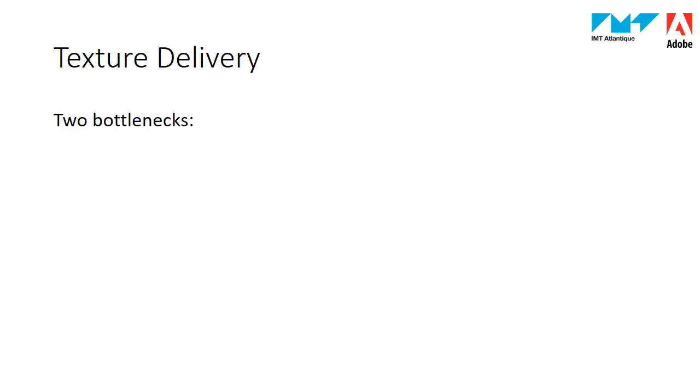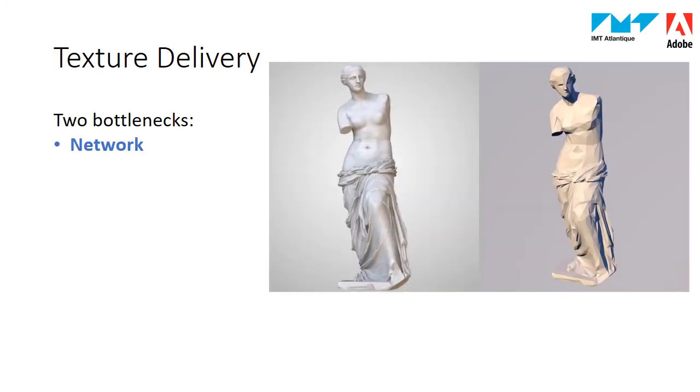When we look more closely at texture delivery, we identify 2 main bottlenecks. The first one is the network. The objects have now to be delivered from a server to a client as fast as possible, for example in augmented reality. The faster the object arrives with all details, the better, because we cannot wait too much with a low quality object like the right statue if we want to offer a good immersion in a photorealistic virtual environment.